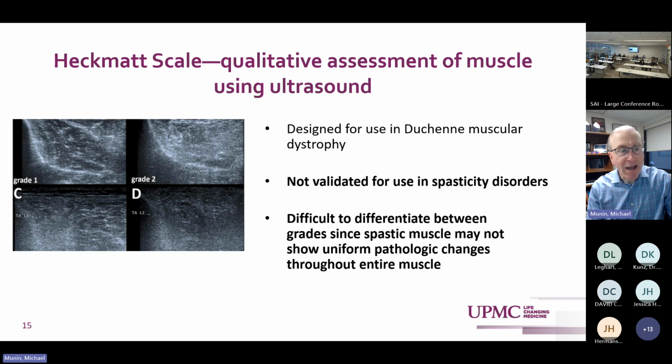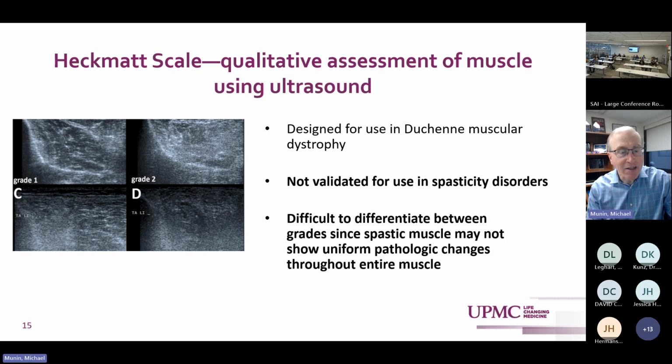So back in the day, Heckmatt and Dubowitz developed this scale actually in the 1980s or 90s, and it was designed exclusively for Duchenne muscular dystrophy. They were trying to see in the young boys how the muscles were changing. And so this has been around for a while. It is not validated for use in spasticity disorders.